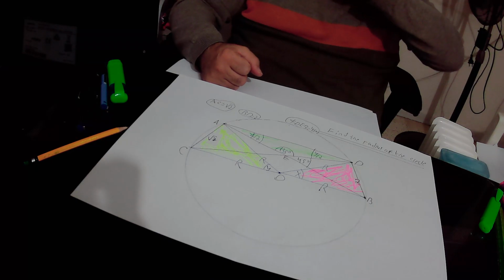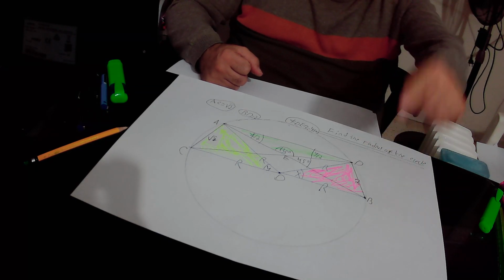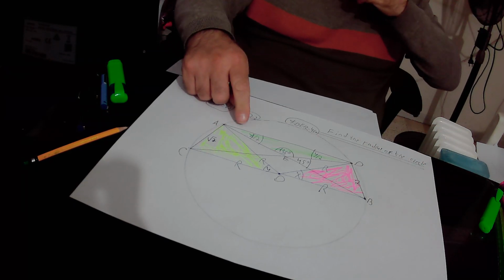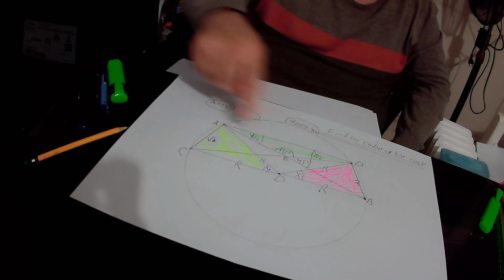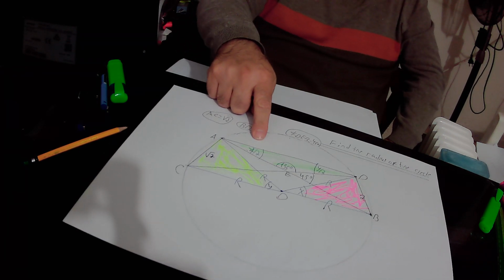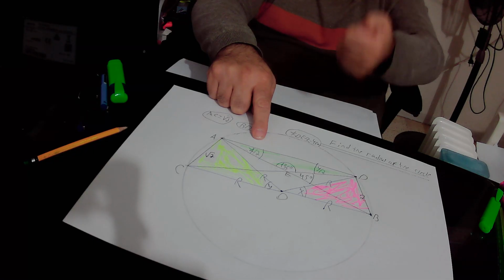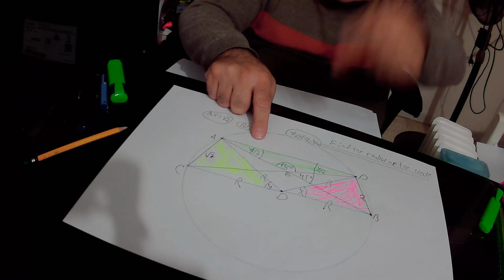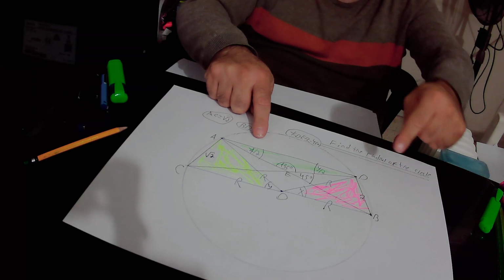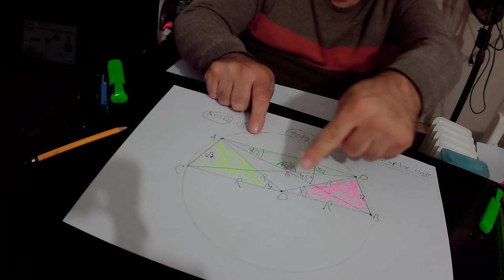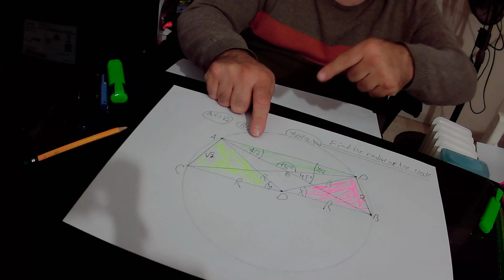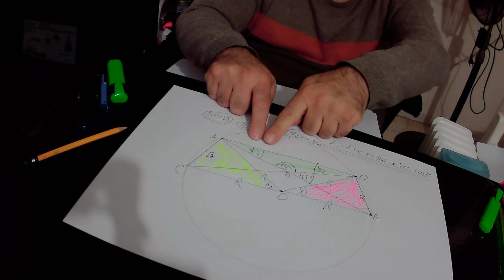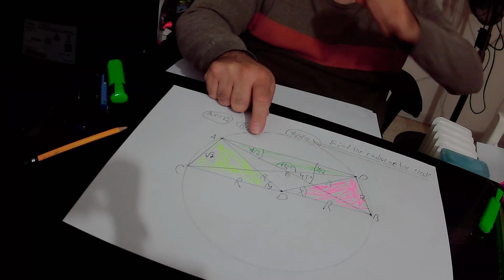Then we focused on chord DB. On chord DB, we have this peripheral angle, angle BAD. This peripheral angle BAD equals x over 2 according to our definition. Therefore, the central angle that rests on the same chord, chord DB, this angle BOD must be equal to twice x over 2, so it must be equal to x.